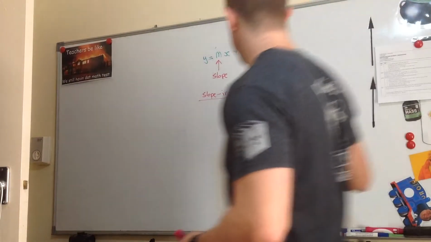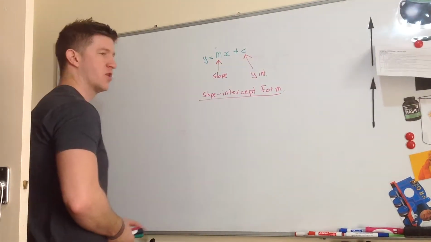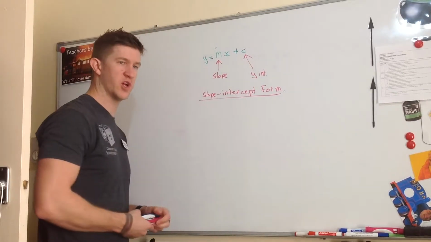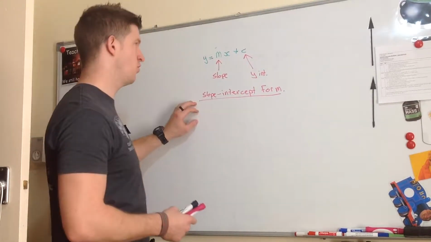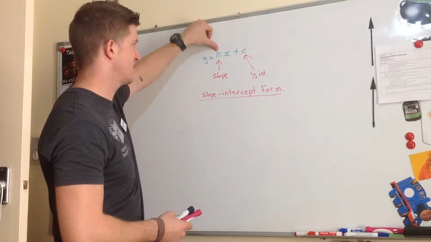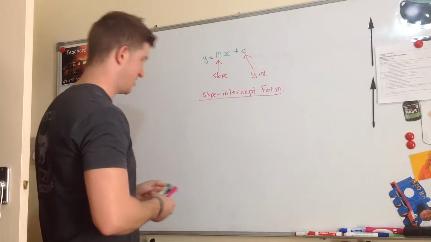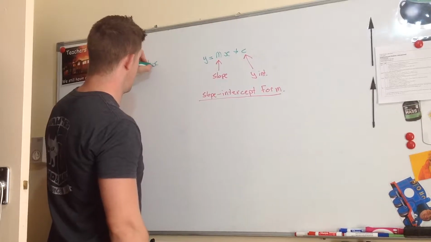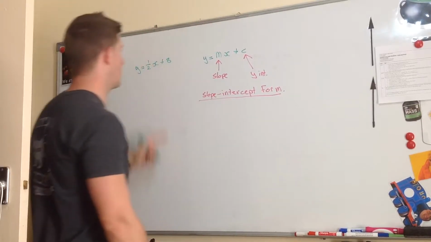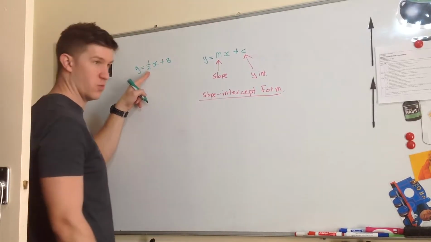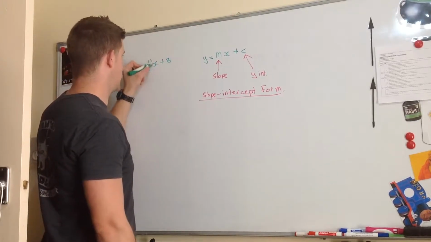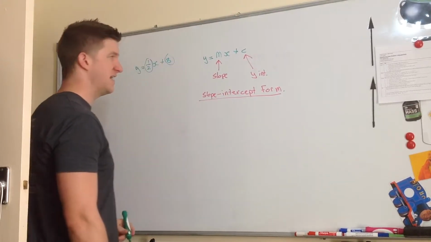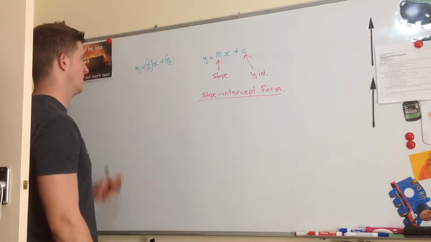Now that we've covered the slope-intercept form, I want to talk about a slight variation which we call the general form. So this form, as the name implies, straight away we get the slope and we also get the y-intercept. So if I just gave you y equals half x plus 8, straight away we know the slope is a half, so y step over x step is a half.